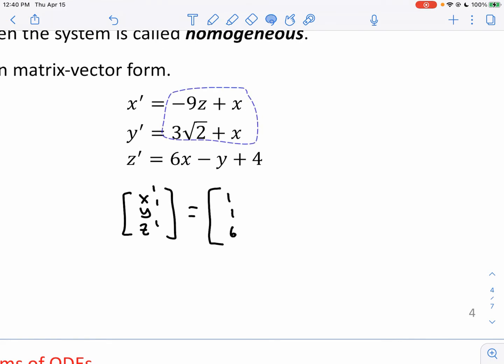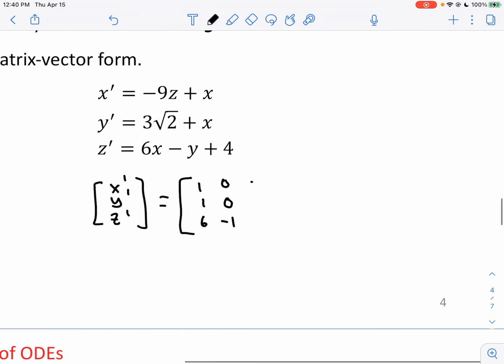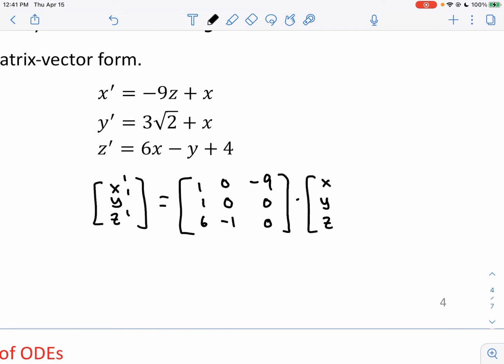Notice these terms don't have any y's, so that just means you're going to have a 0 coefficient of y, a 0 coefficient of y, but then the third equation has a -1 coefficient of y. So these are all the coefficients of y. Now we do all the coefficients of z. We have a -9 coefficient of z. There is no z in the next two equations, so you're going to get 0 and 0 as the coefficients of z for the second and third equation. And then that's all times the column vector of just the dependent variables x, y, z.